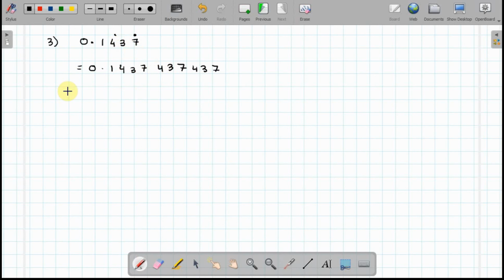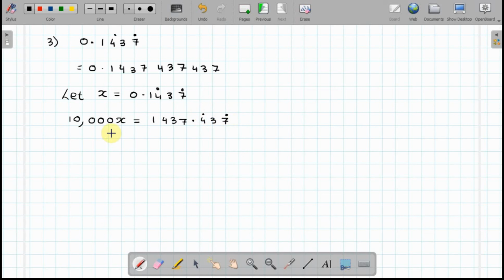We start off with let x equal 0.1437 with the two recurring dots. Now this time I need to isolate the recurring part. I know that there are only 3 digits that are recurring, but I'm not going to multiply by 1,000. I want all of this separated. So I'm going to multiply by 10,000. So 10,000x will be 1,437 recurring.